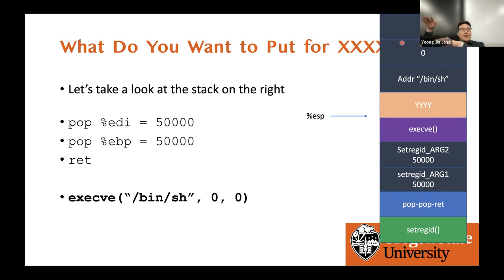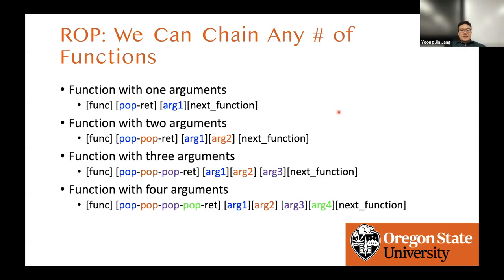So basically we are removing the arguments that block us from putting the arguments freely for the next function. So we will put the pop pop return to pop these two and then make the return chain go through. So this is the map of what we will do. If there's one argument for the function, we will compose the stack as a pop return, then it will call the next function. Pop pop return, next function. Pop pop pop pop pop pop pop, then next function. Yeah. So that's the basic.